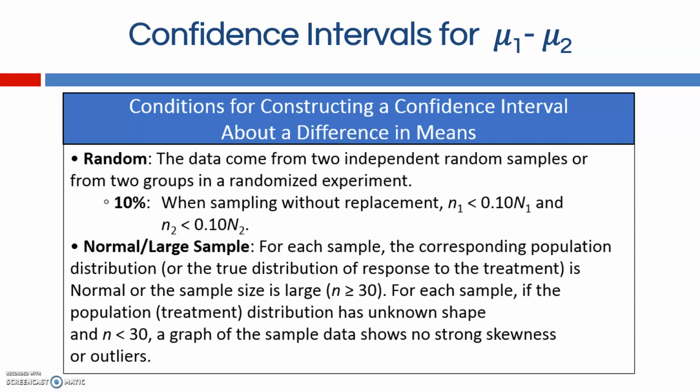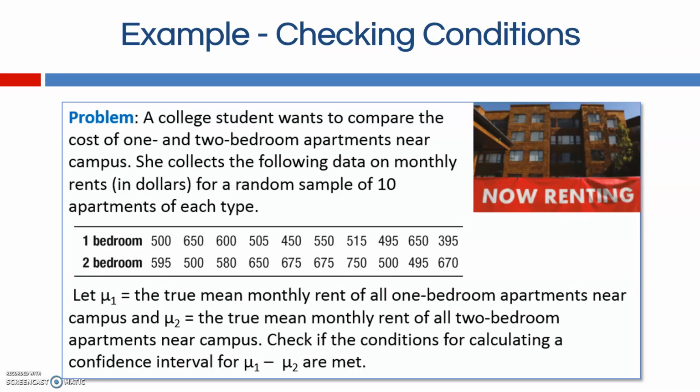So right before we went on break, we talked about the conditions for constructing this confidence interval for a difference of means, and it's your typical random condition, your typical 10%, and your normal large sample. So I am not going to go over this again because we mentioned it, but if you'd like to pause the video and reread through this, feel free to do so. All right, but we did go over this problem, and I do want to revisit this.